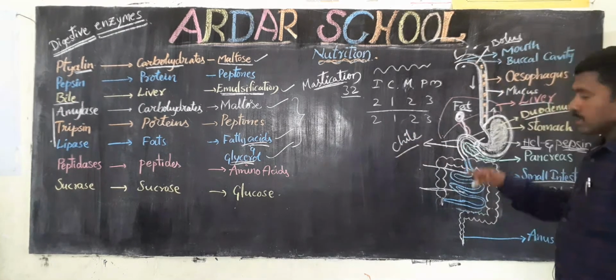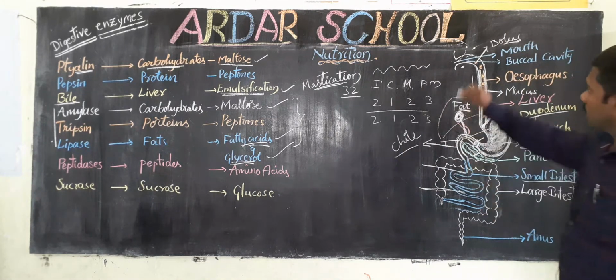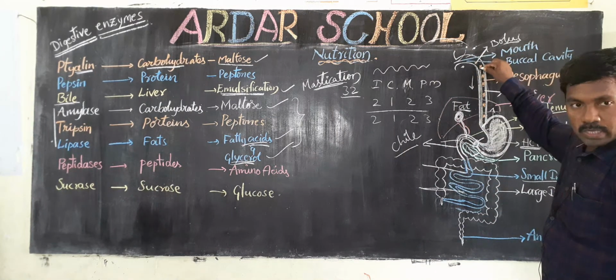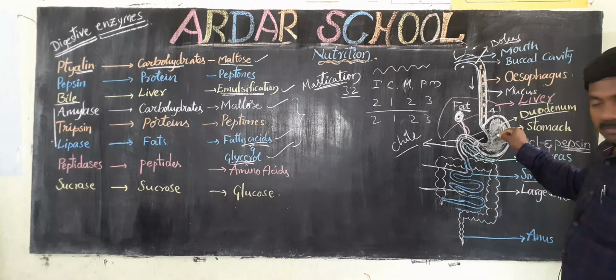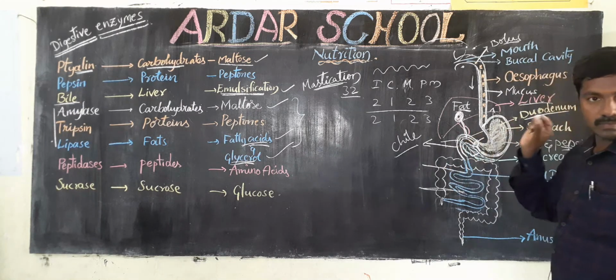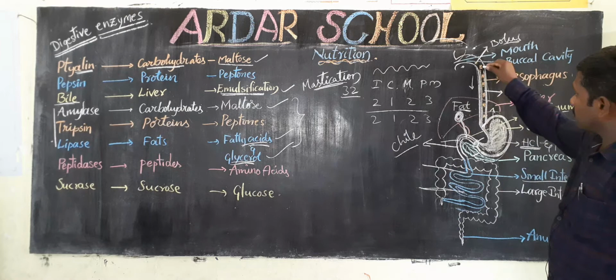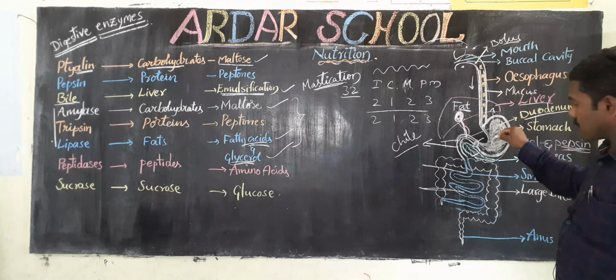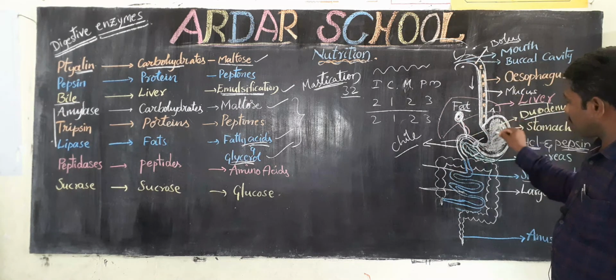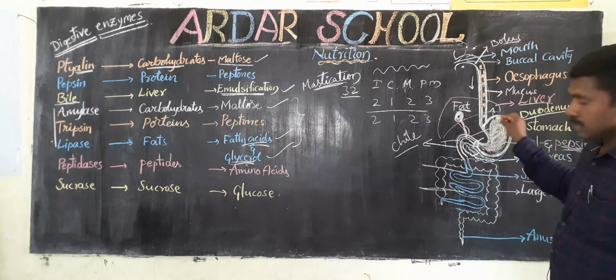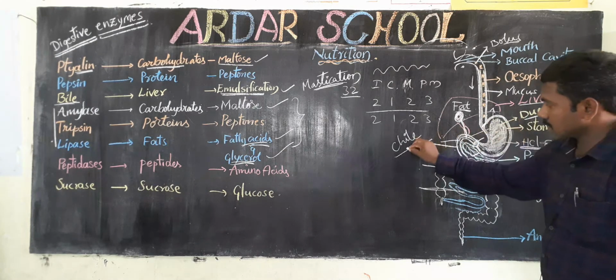Chyle. Children, just observe: in the mouth this food is called bolus, then it is called chyme, then it is called chyle.